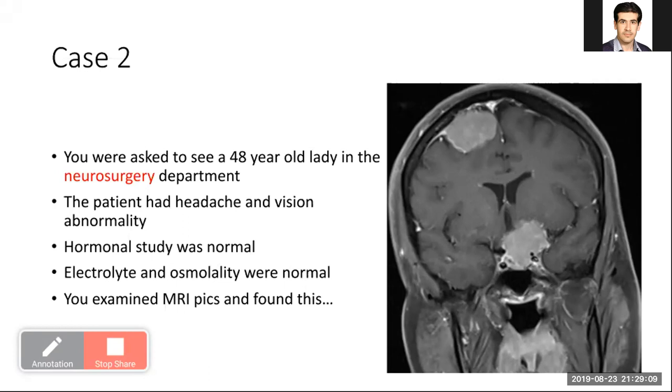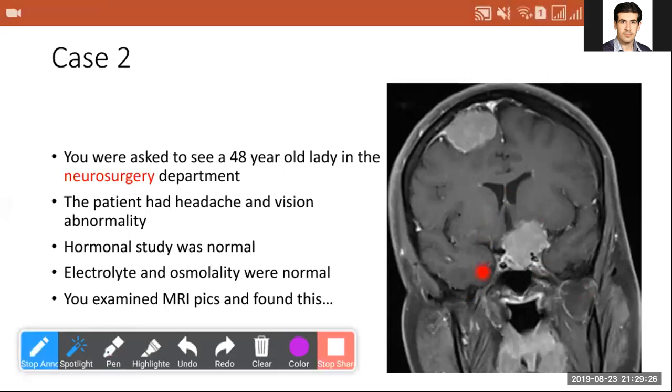First of all, we should know that these are coronal images with contrast material. We see here two tumors, one above and one here in the sellar area. This is a homogeneous enhancement of the tumor, and the sella is not expanded. So it is a suprasellar lesion that invaded the sella.